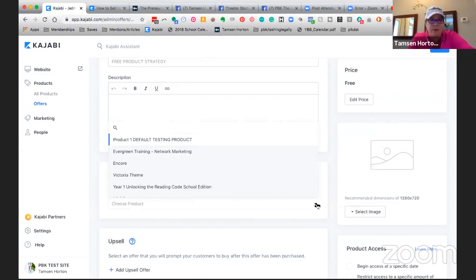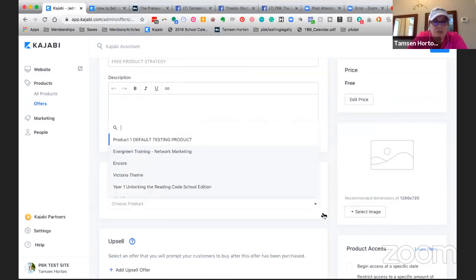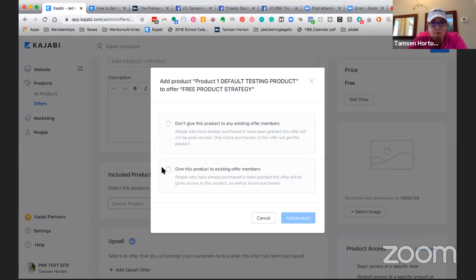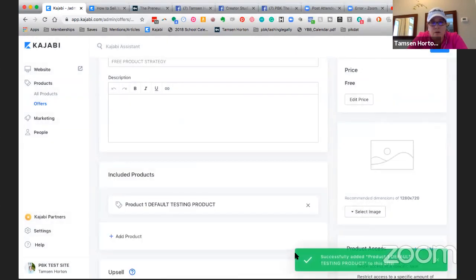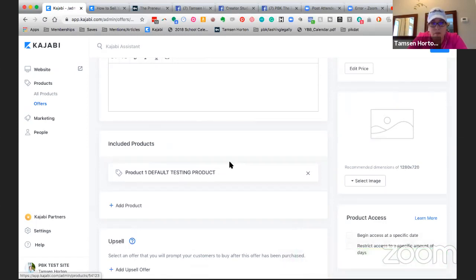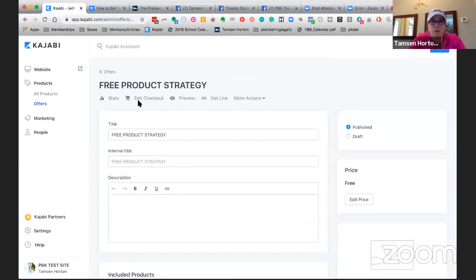So let's see if we have a free. No, we don't. Okay, so we'll just put this one. So here, yeah, give it to everybody. So now my baggie is the offer page. It has this product inside of it, just like that. And I can go in, I can edit the information.